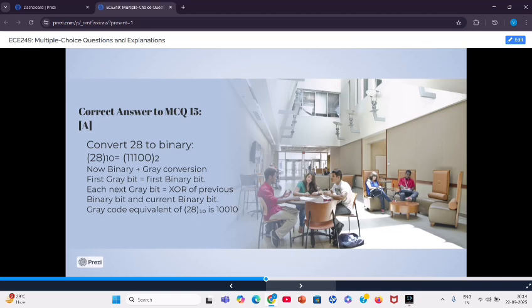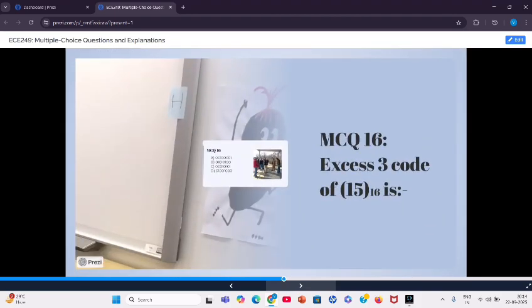Each next gray bit is equal to XOR of previous binary bit and current binary bit. Gray code equivalent of 28 is 10010. Moving on to the next question.